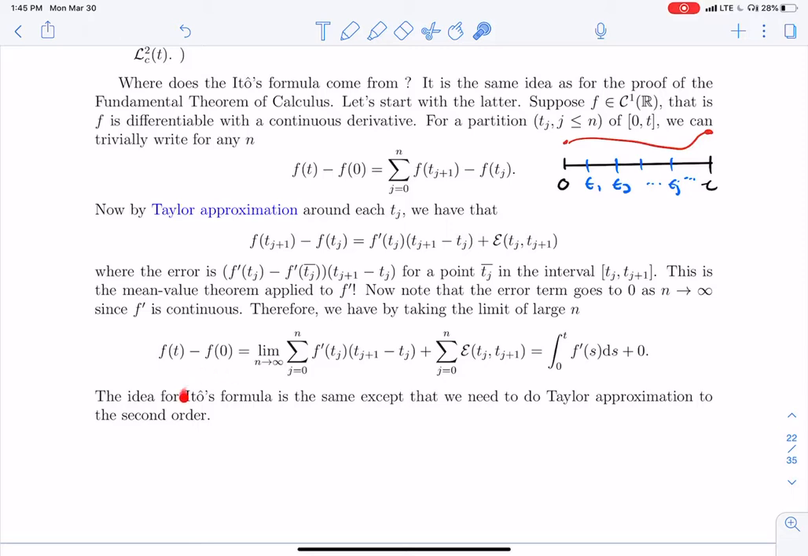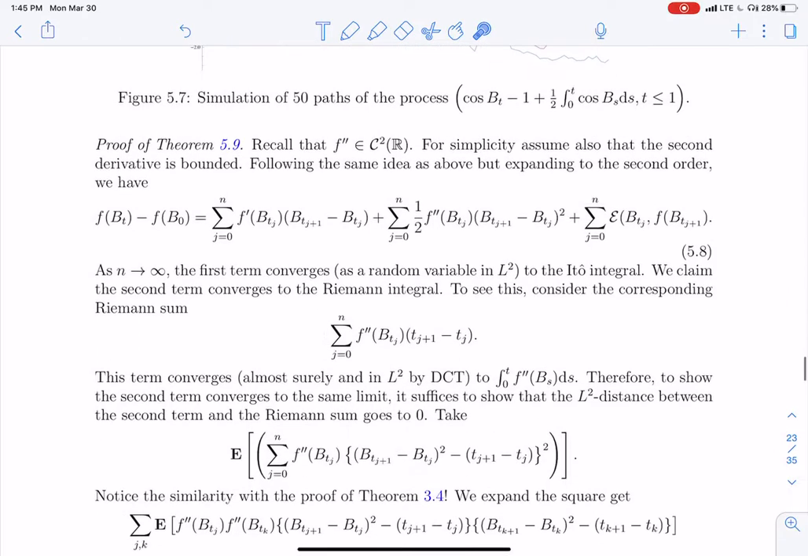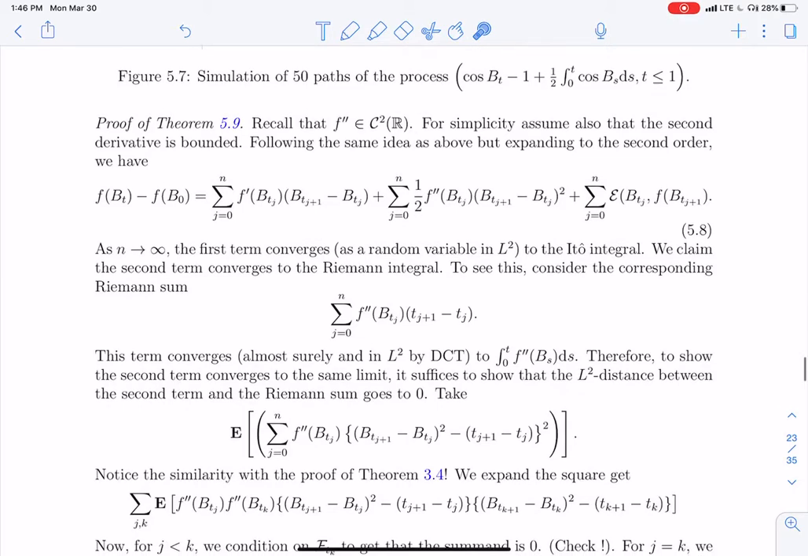Same thing is true for Ito's formula, except that because we have a quadratic variation and a bounded variation, you have to go to second order. Okay, so let's look at the proof that is in the book, and we'll comment on it. Now, we need a second derivative here, from the assumption. So I need two derivatives, and we'll assume that the second derivative is bounded for this proof. It holds even if the second derivative is not bounded, but let's assume it. You'll see why.